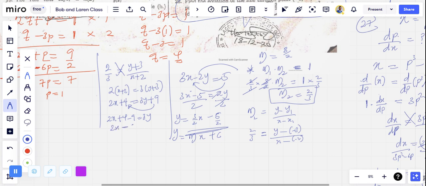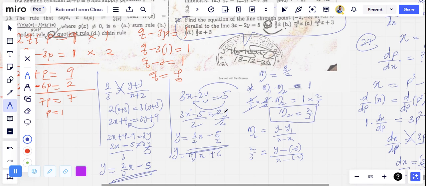2x minus 5 is equal to 3y. So divide by 3. So my y is equal to 2 over 3 x minus 5. This is what I'm supposed to have as my final answer for that question.